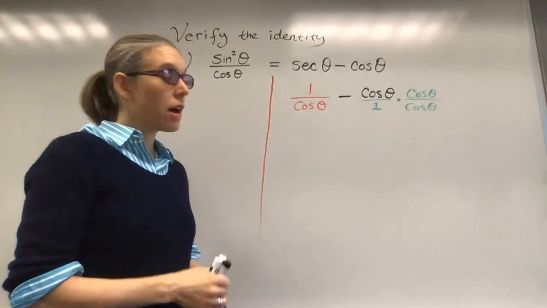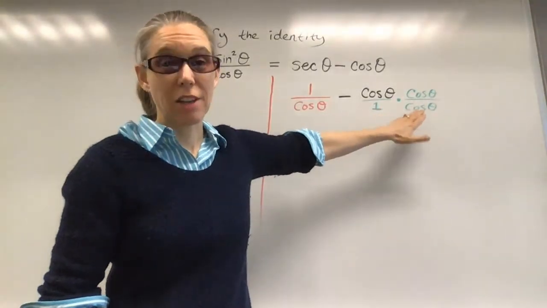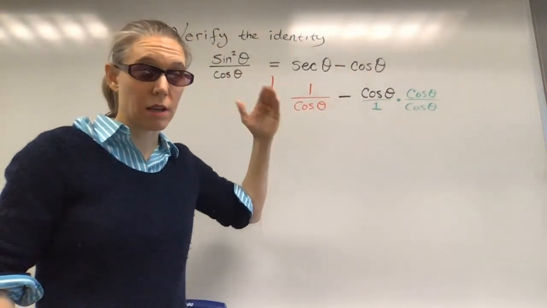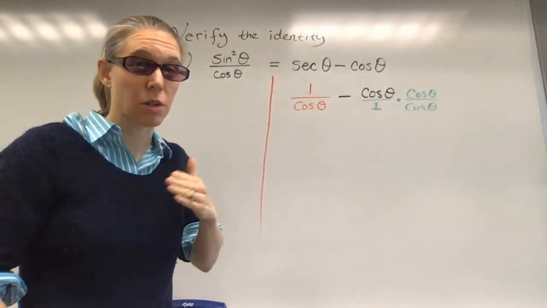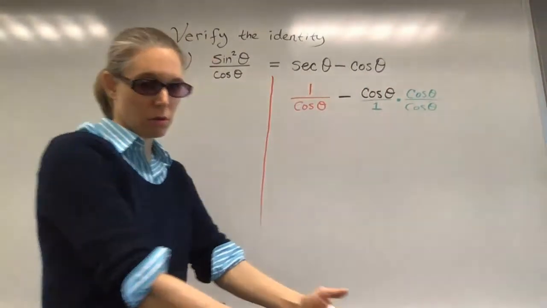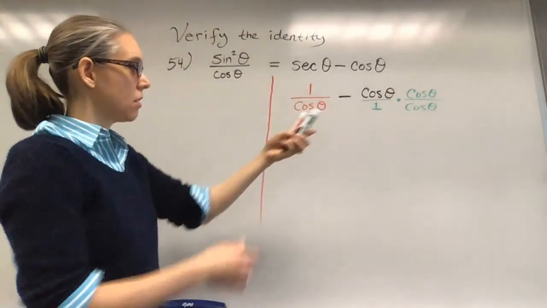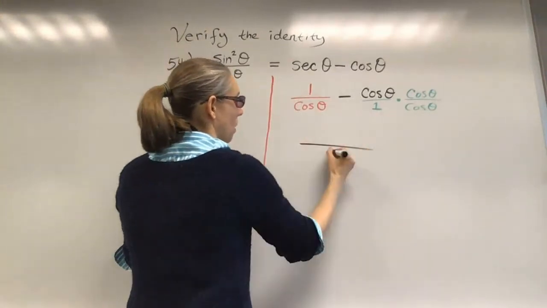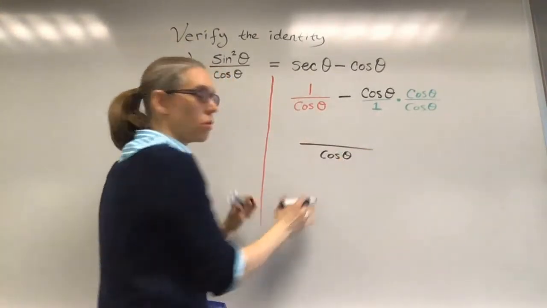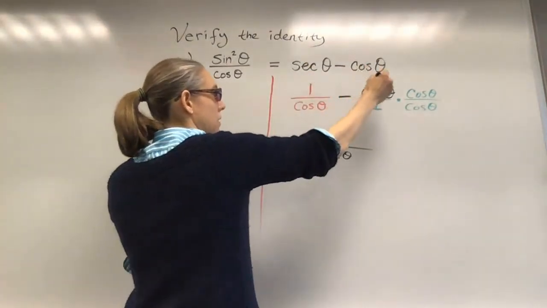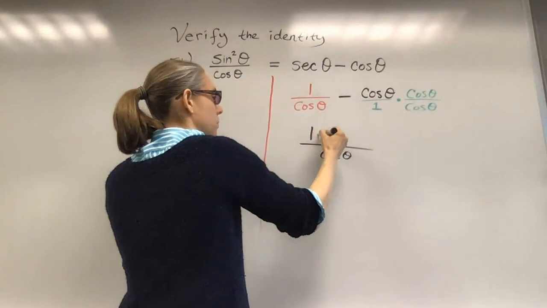Okay, so now I have shown this multiplication, and you need to show every little step. A proof is a step-by-step explanation where you don't jump to conclusions. You really work through the process slowly. Now I have a common denominator, and so I can combine all this to be something over cosine theta. And that's 1 minus cosine squared.